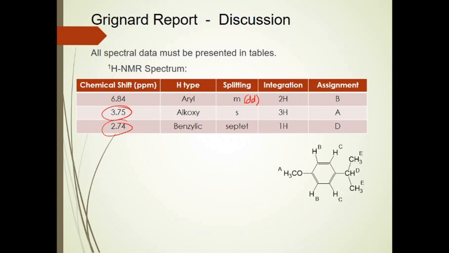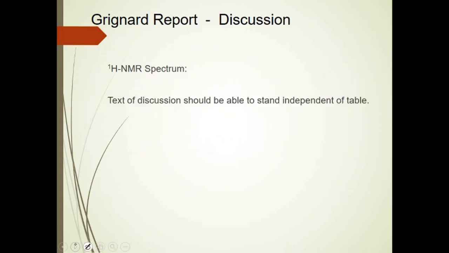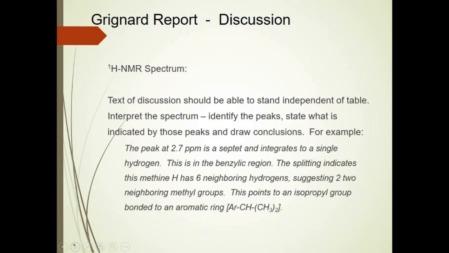Is this hydrogen A, hydrogen B, hydrogen D, whatever? Again, when you discuss it, the text should be able to stand independent of the table. So if I delete your table, I should still be able to read your text and understand what is there. So tell me, there is a peak at 2.7 ppm. The peak is a septet. It integrates to 1 hydrogen.